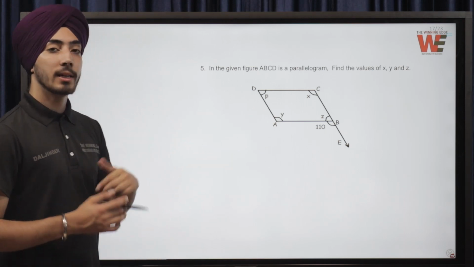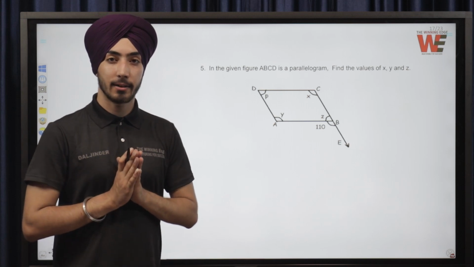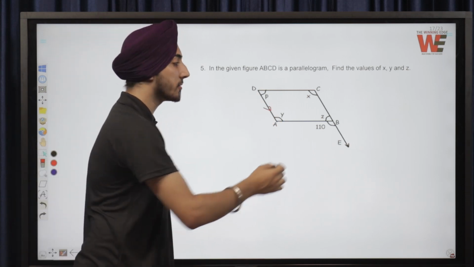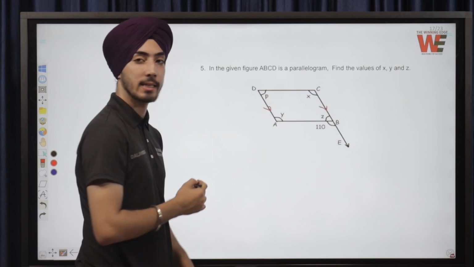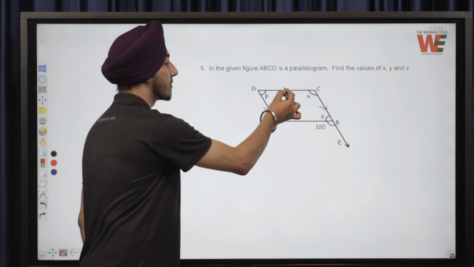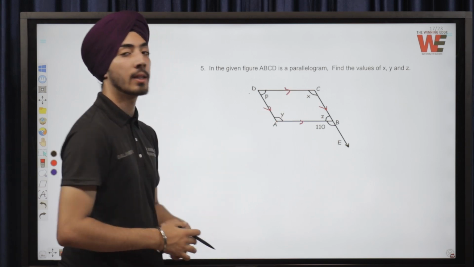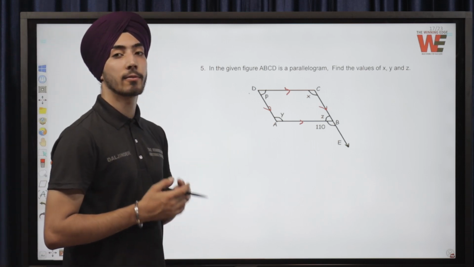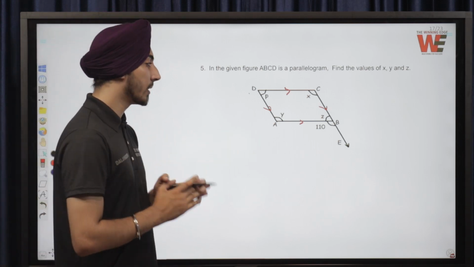Now, a parallelogram means which has equal and opposite sides parallel to each other, right? So what does this mean? That side AD will be parallel to side CB or BC. And similarly, side AB will be parallel to side DC. So let's make them parallel here now. Now, as you remember, we have studied the parallelogram properties and we have also studied the parallel line properties.